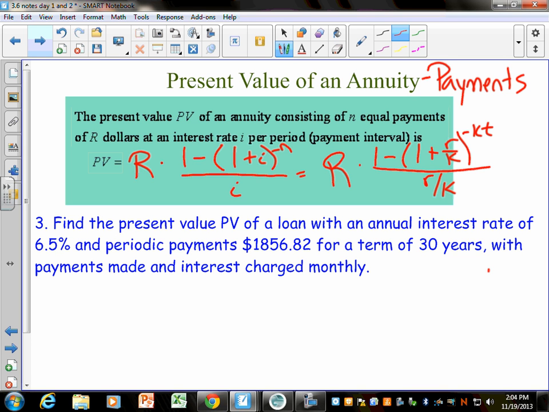But look at this next problem. It says, find the present value of a loan with an annual interest rate of 6.5% and periodic payments of $1,856.82 for a term of 30 years. When I see 30 years, I think of mortgage, because most people's mortgage is a 30-year mortgage. But that's a pretty expensive mortgage. My house payment's definitely not that much, but they must live in a pretty fancy house. With payments made and interest charged monthly, and that's how mortgages work.